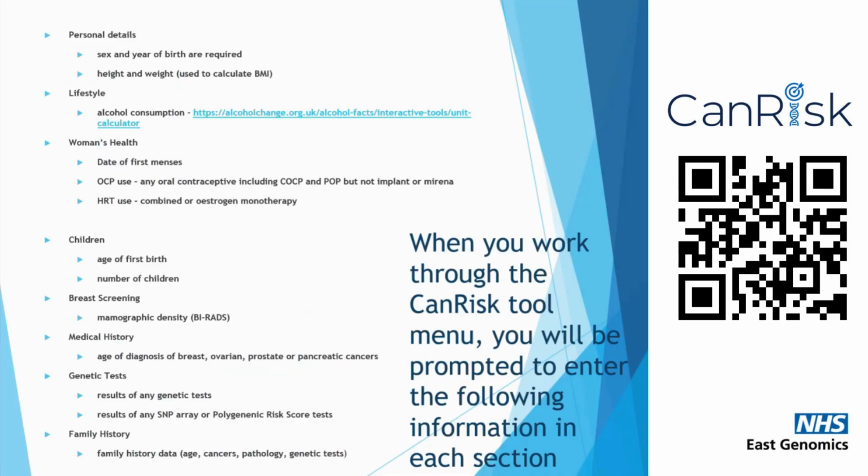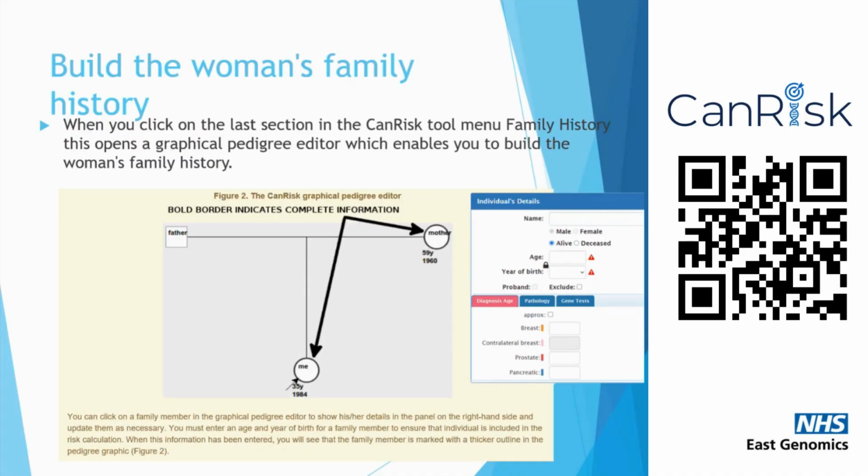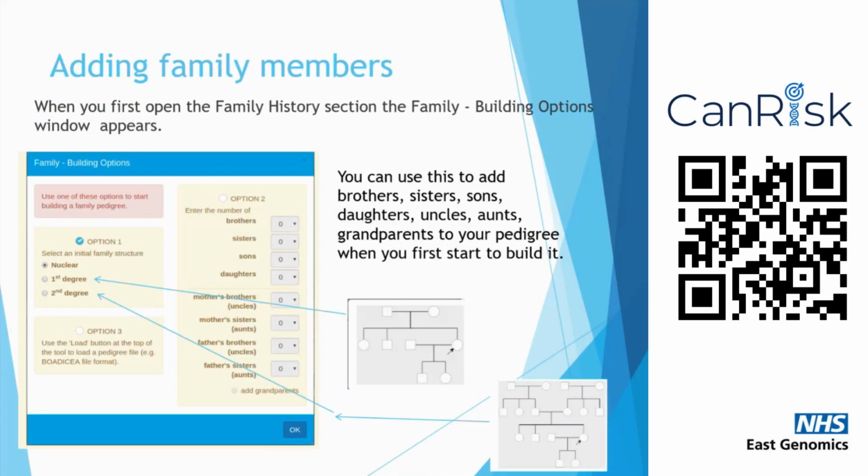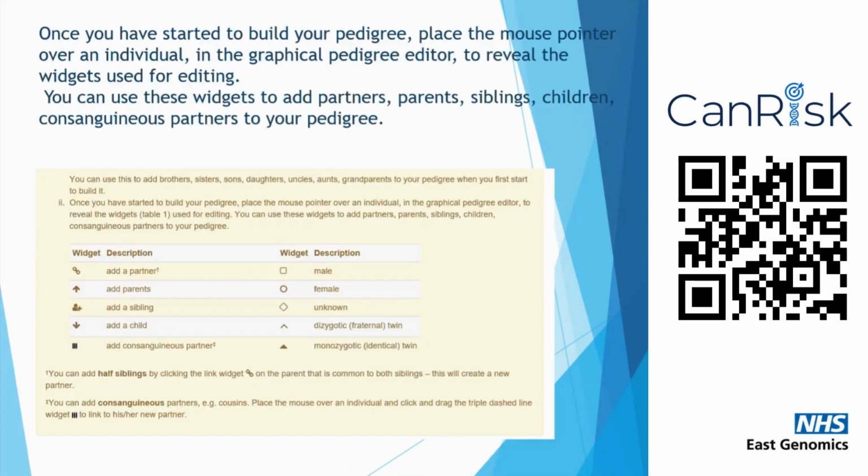We've talked a bit through what to input, so I won't linger on that slide. As I say, you can build the history using the different methods that I've shown you. These are the symbols, a bit clearer and a bit bigger. The chain is to add a partner, the arrow up is to add a parent, the person with the plus by it is to add a sibling, the down arrow is to add a child, and these triple lines are to add a consanguineous partner. So if the partner is a first cousin, second cousin, etc., you can add them in that way.